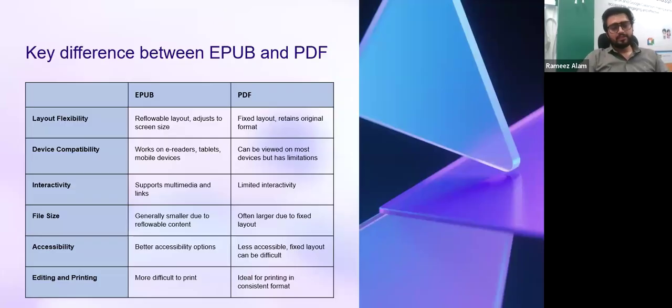Accessibility: EPUB has better accessibility options, because it has reading aloud, it is reflowable, and it has multimedia. So it is more accessible than PDF. Editing and printing: EPUB is more difficult to print, while PDF is designed for printing, ideally for printing in a consistent format.